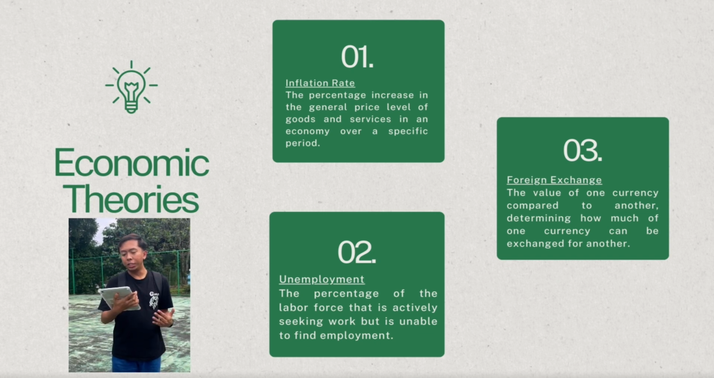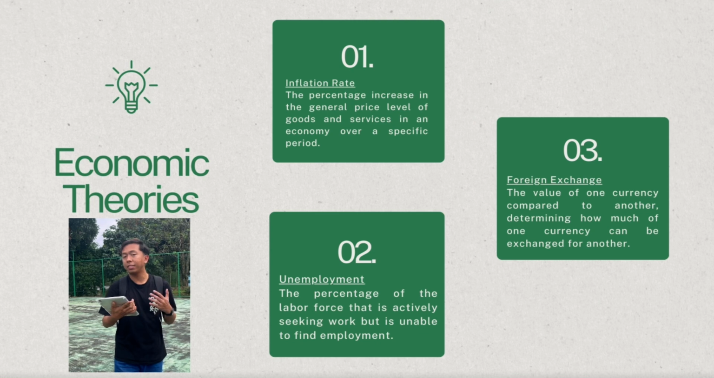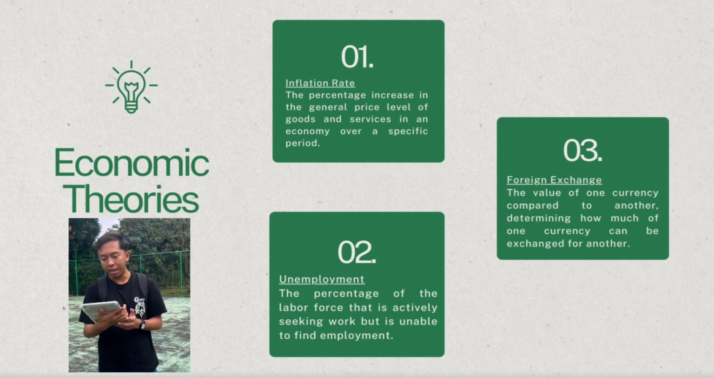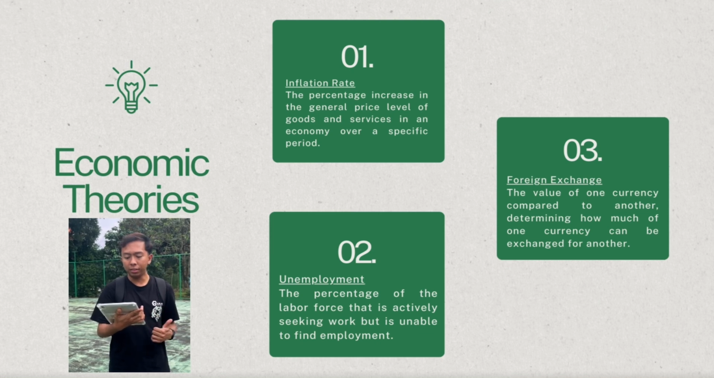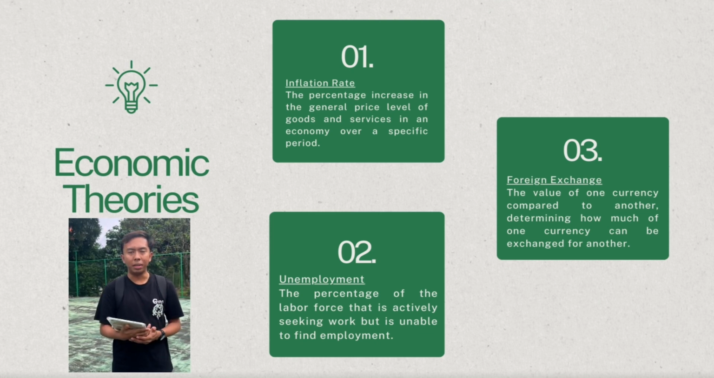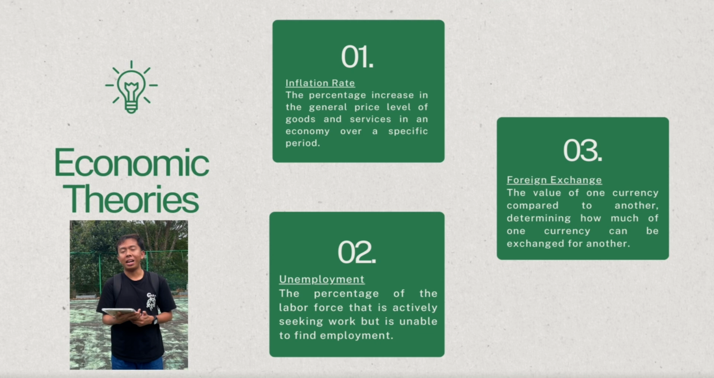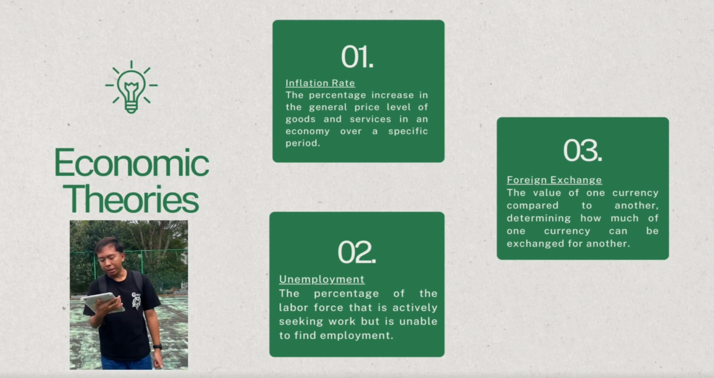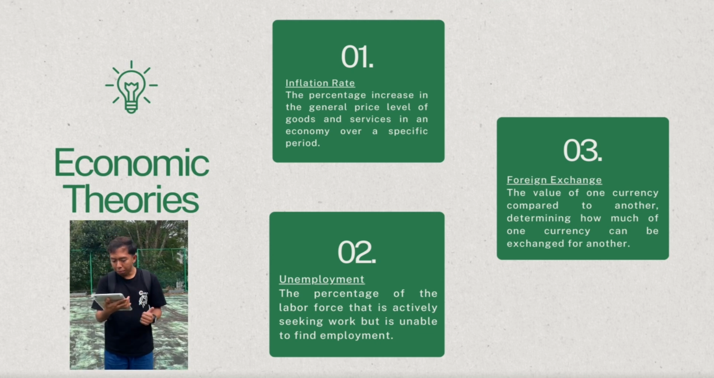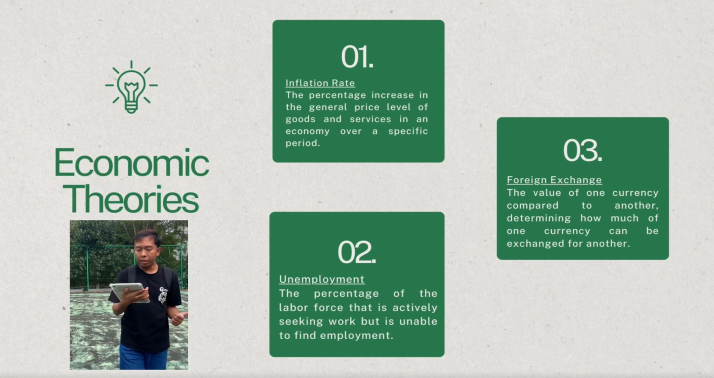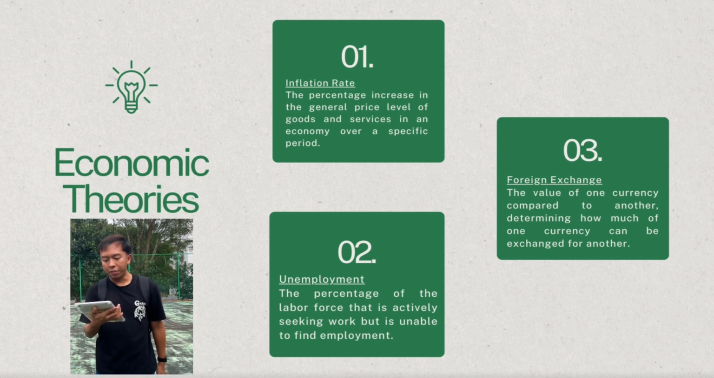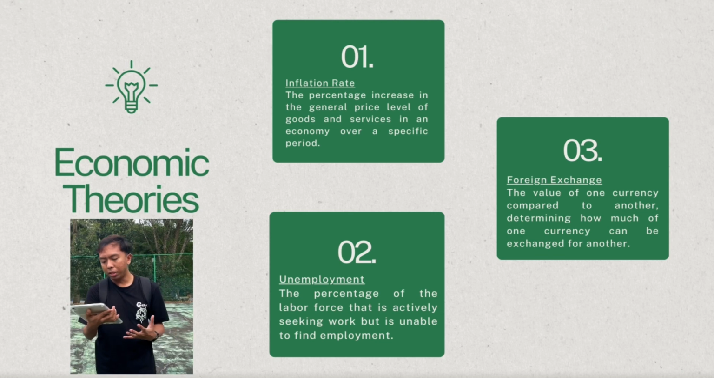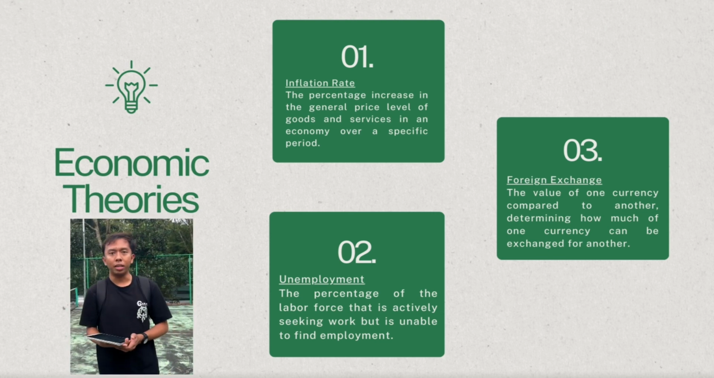Inflation rate is the rate at which the general price level of goods and services in an economy increases over time. A rising inflation rate means the purchasing power of money decreases, making everyday items more expensive. Secondly, we have unemployment rate. Unemployment rate measures the percentage of people in the labor force who are actively seeking work but cannot find employment. It's a key indicator of economic health, as high unemployment often signals economic distress.